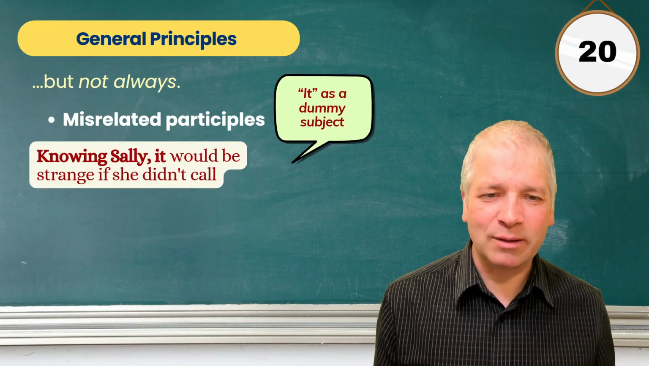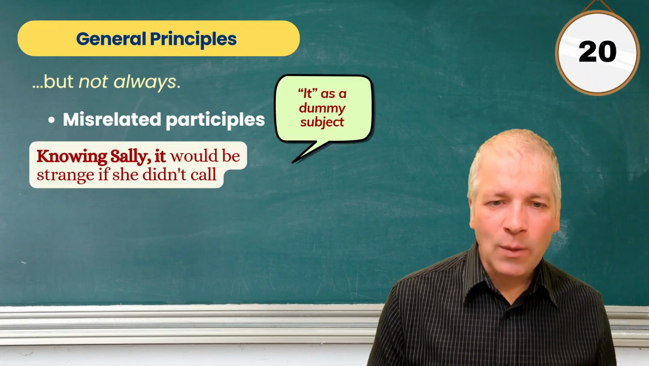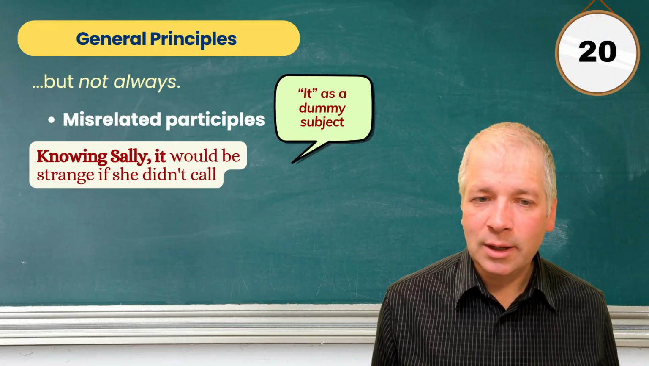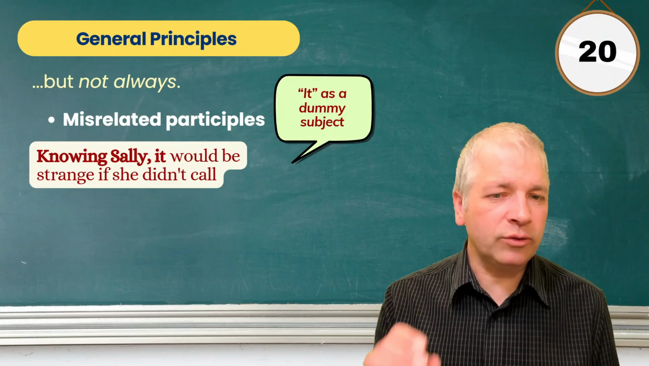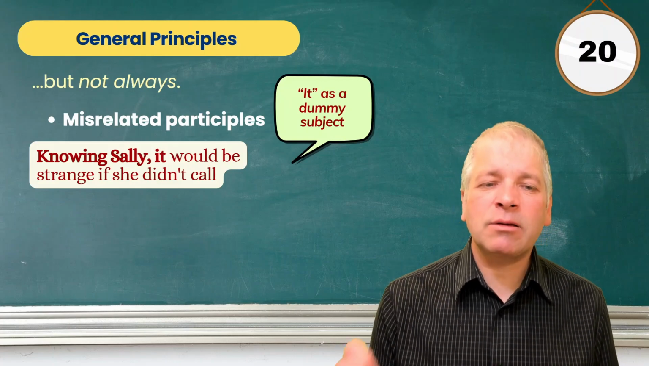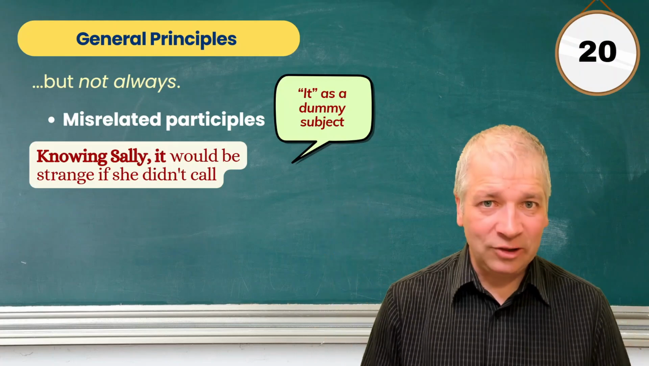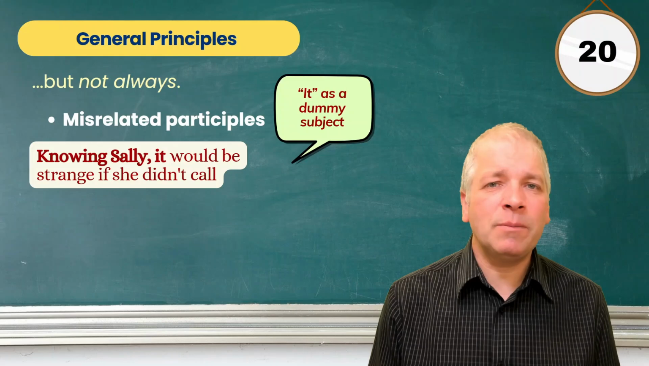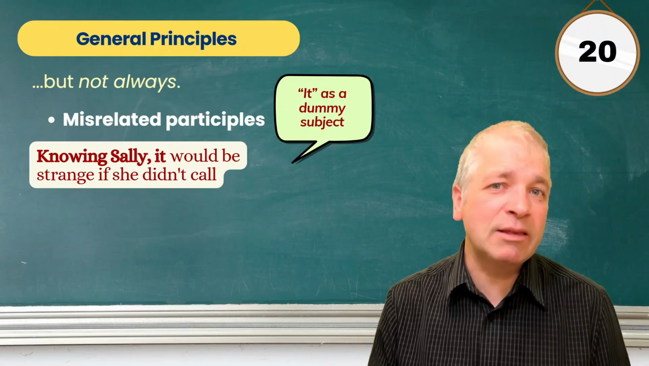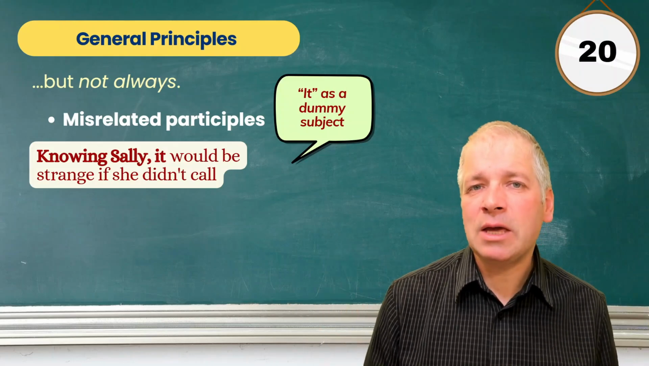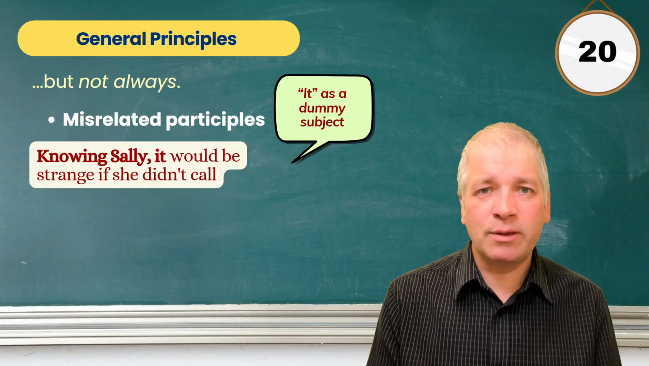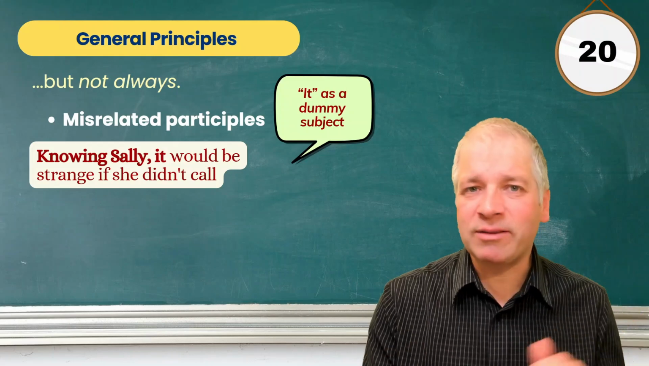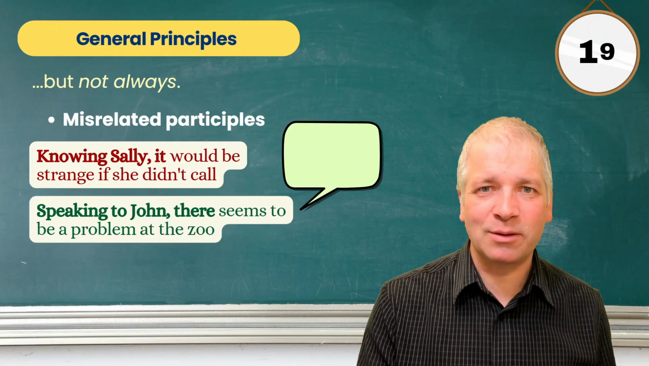What do we mean by this? Look at the example here. Knowing Sally, it would be strange if she didn't call. Now, knowing Sally does not describe it. It describes the whole situation. It is what we call a dummy subject. It simply means the situation after exists. And if that's the subject of the sentence, then the participle phrase does not have to apply to the subject. It can apply to everything in the rest of the sentence.